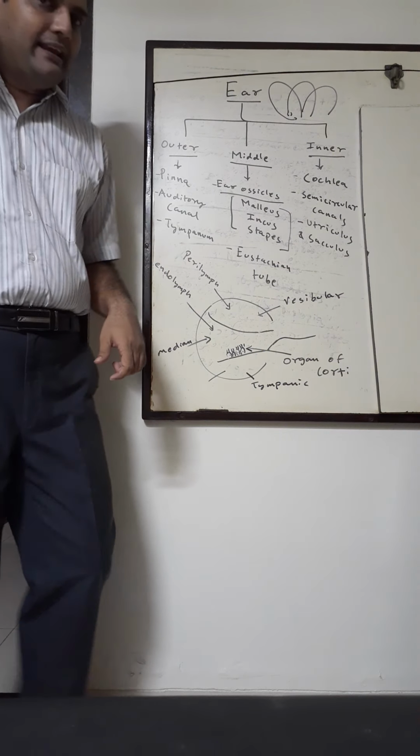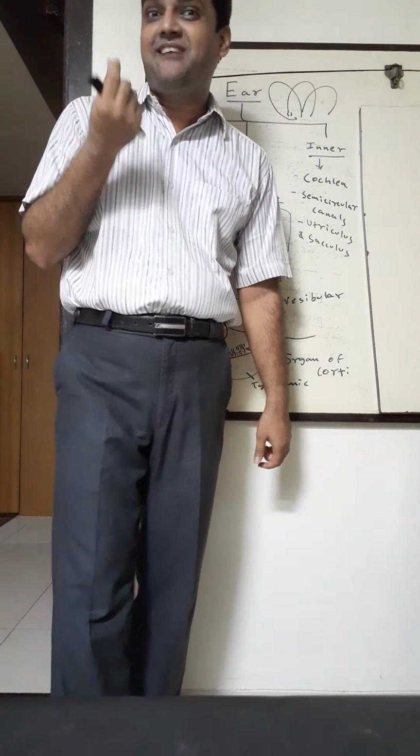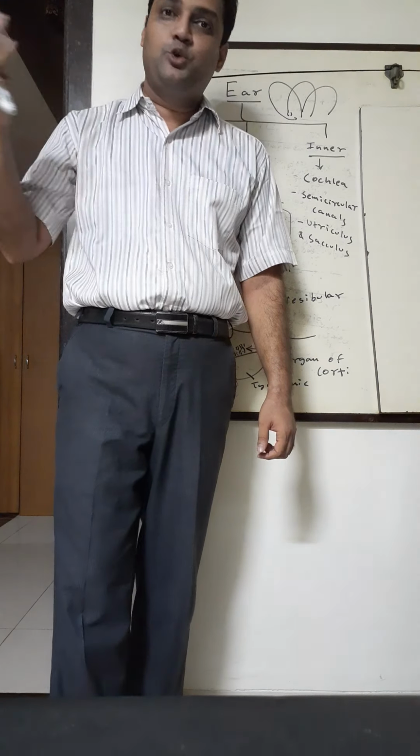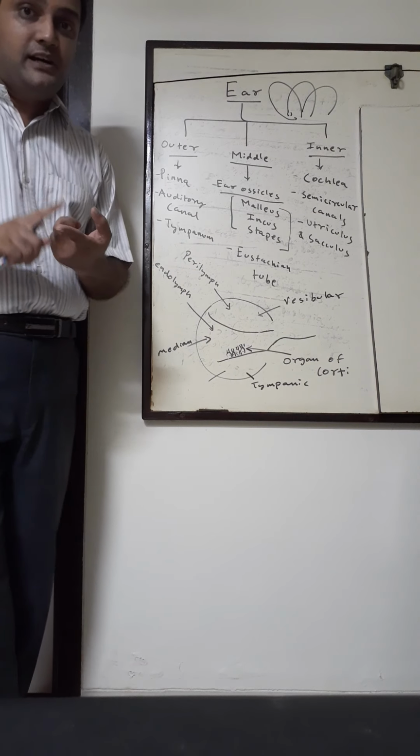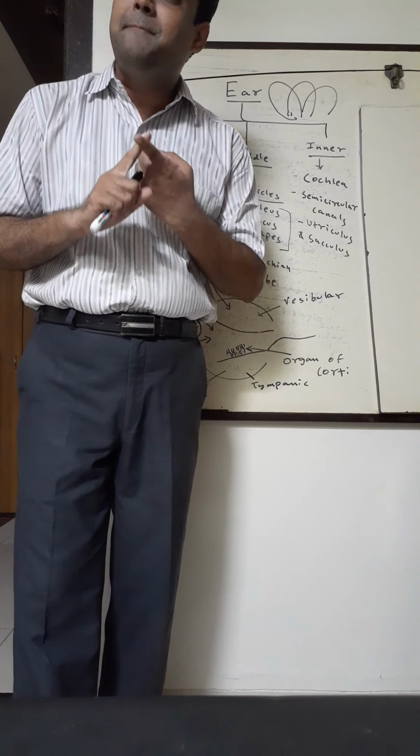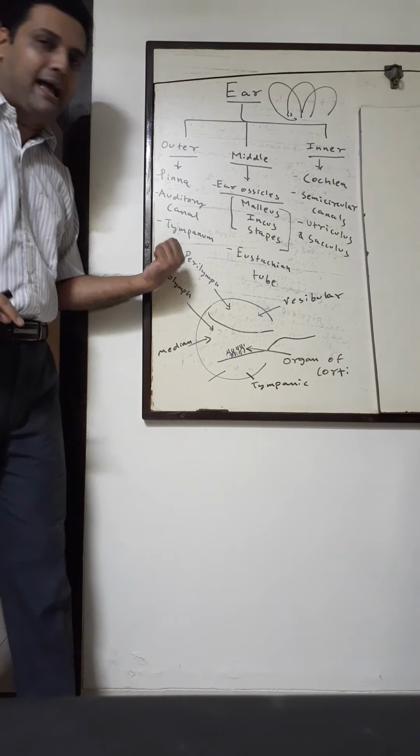Then is the auditory canal. There is a passage in which there are the wax glands or the ceruminous glands, through which the sound waves are going to pass. The third part is called the eardrum, but the scientific word is tympanic membrane or tympanum.